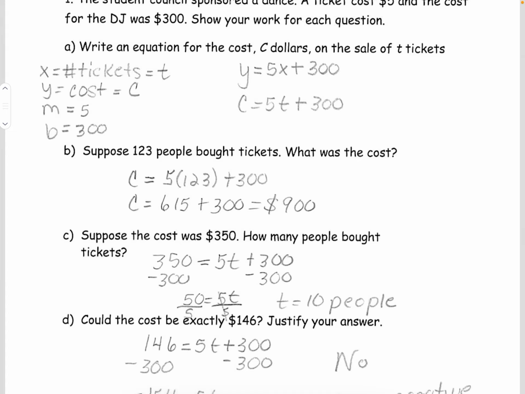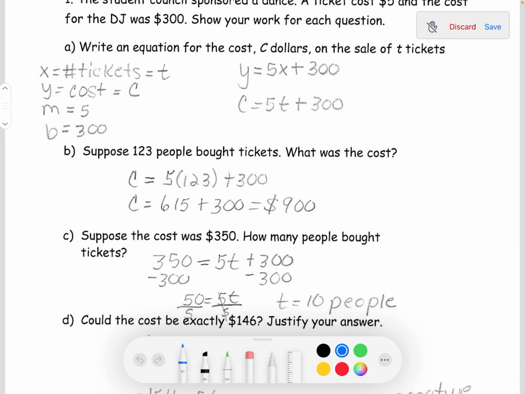Further down on your page, you have the example, suppose 123 people bought tickets. Well, let's say, suppose 123 tickets were printed, because that's a cost instead of a revenue. What was the total cost? So we have our $5 per ticket times 123 that we're printing, plus our fixed cost. And last time I checked, 615 plus 300 is not 900. We need to change that so that it's 915. That was done a little bit too quickly, I guess.